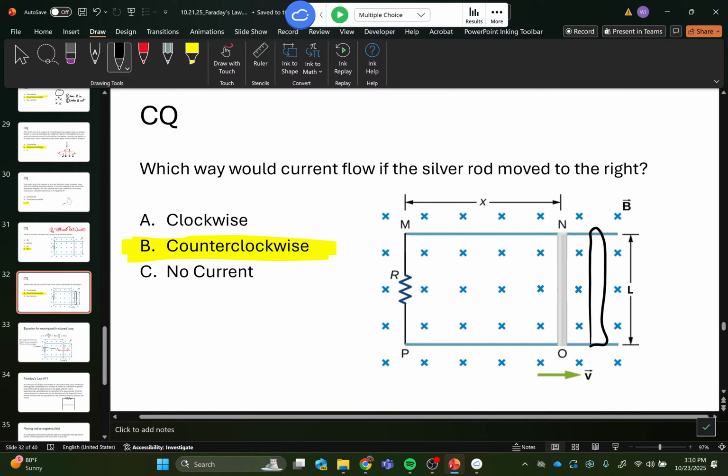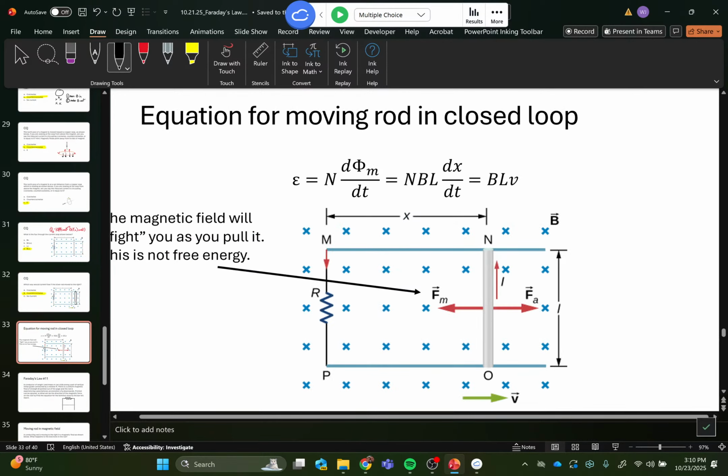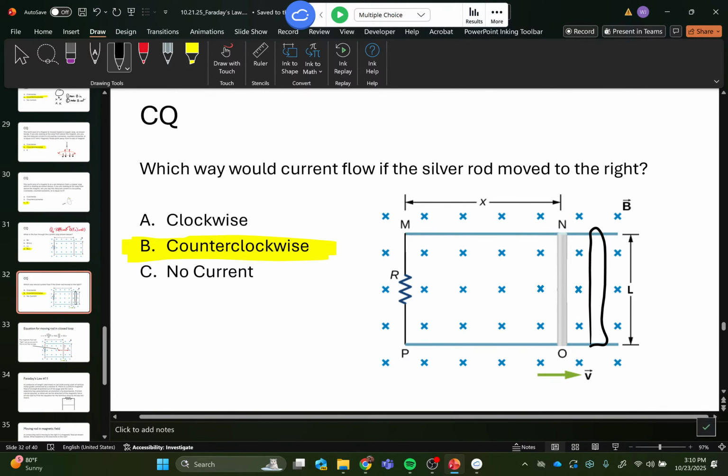As the rod moves to the right, I'm getting more B into the page. How do I cancel out B into the page? Make B out of the page. How do I make B out of the page? Counterclockwise. Now, we just decided that there is flux. That was the big decision here. Reminder, we just derived what flux was. In this case, it was B times L times X.